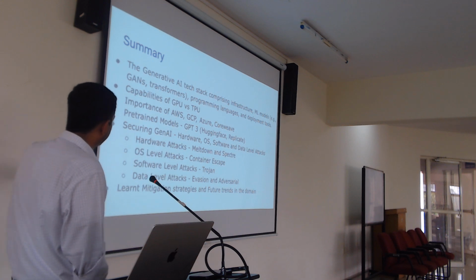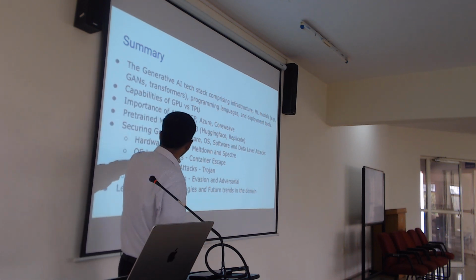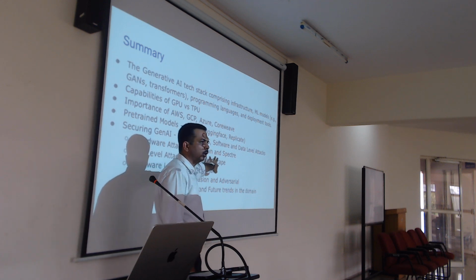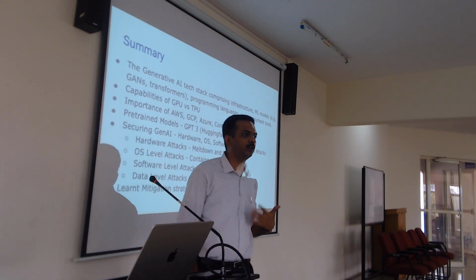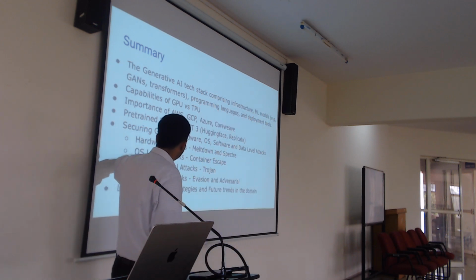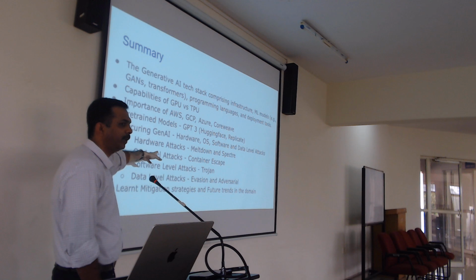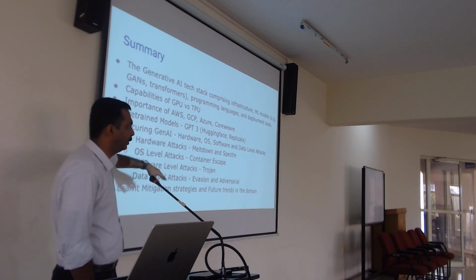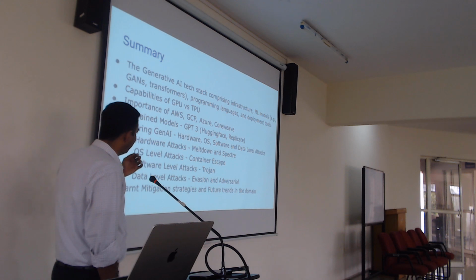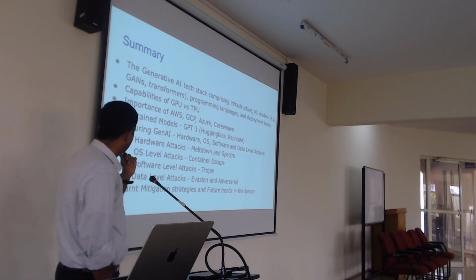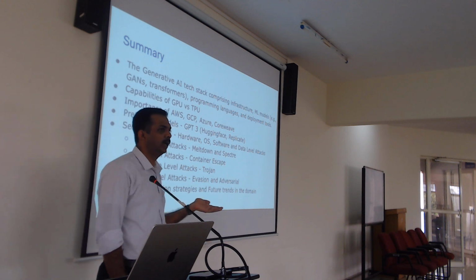There are different types of attacks, like hardware attacks and OS level attacks. I just gave examples; these are not the only attacks, I'm just listing a few of them. There are hundreds and thousands of hardware level, OS level, software level, and data level attacks. One example under each category I will try to touch upon. Under hardware attacks, you have Meltdown and Spectre. OS level attack, you have container escape. Software level attack, you have Trojans. Data level attack, you have evasion and adversarial attacks.